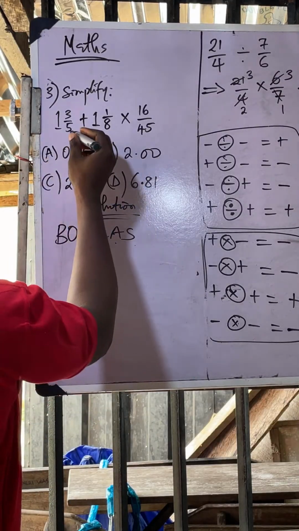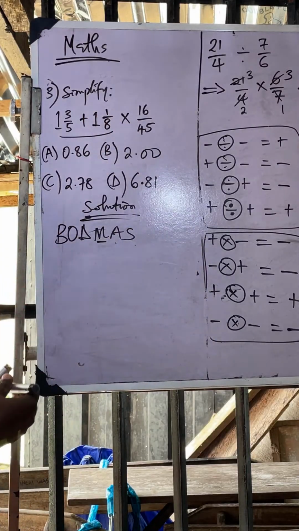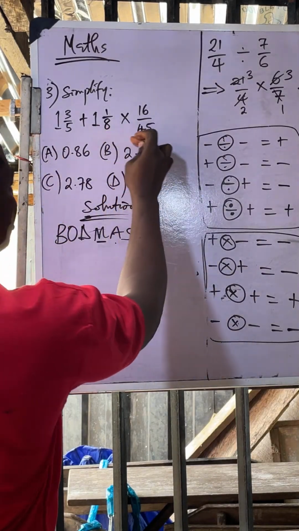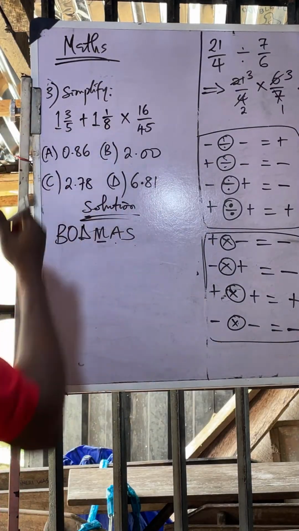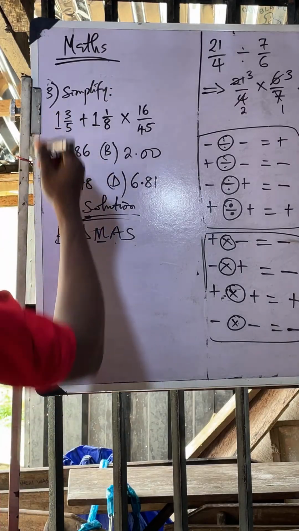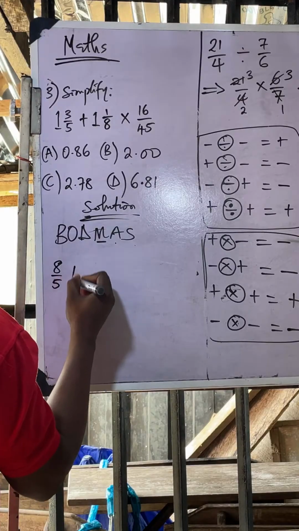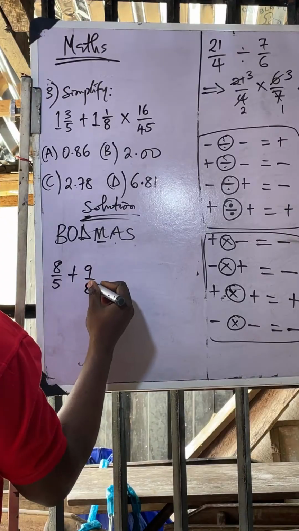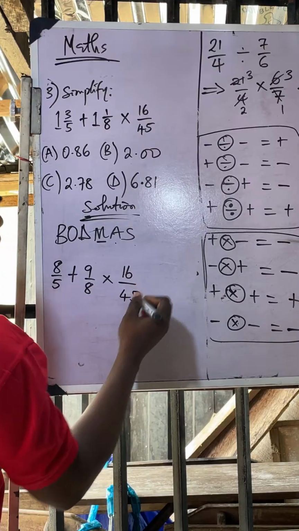If you try working on this by adding these two things first before multiplying, you will fail; the answer will not be there. So going by the rules, you solve this part first. This times this. Firstly, 5 times 1 is what? 5 plus 1 plus 3. So we have 8 over 5 plus 8 times 1 plus 1, 9 over 8 times 16 over 45.